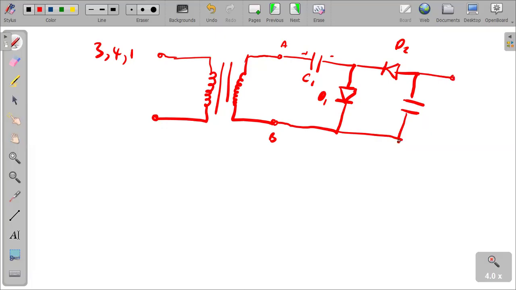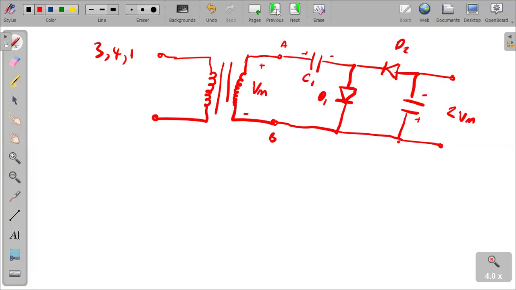Of course, we have our 2 VM at this point. That's positive, that's negative there. Again, we are indicating this as positive, we are indicating this as negative, and we are calling this VM here. Remember, it has to be labeled our half-wave voltage doubler. That's our circuit there.